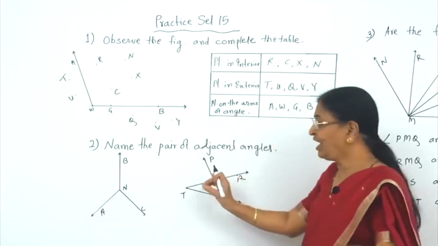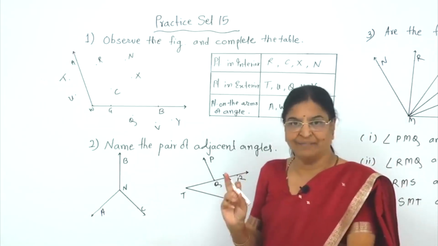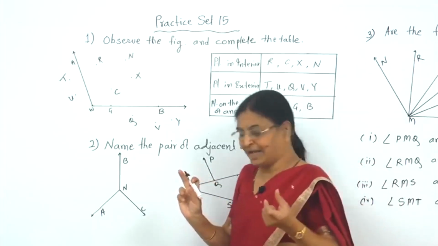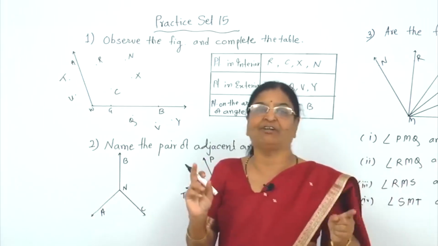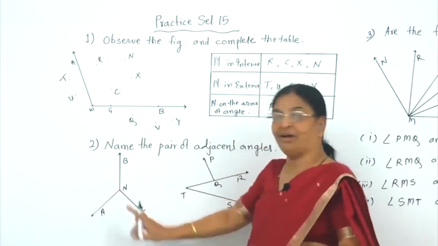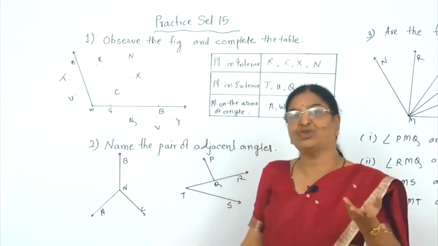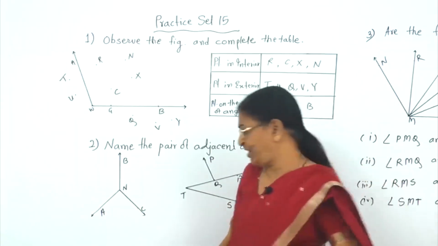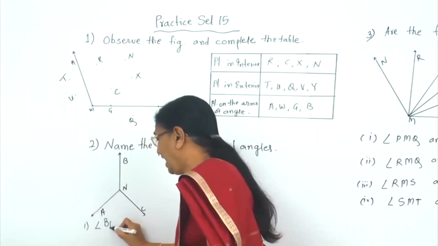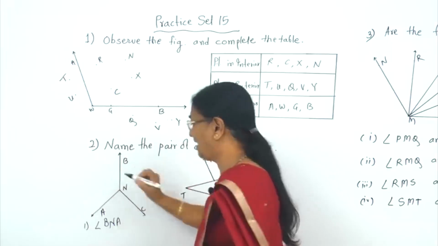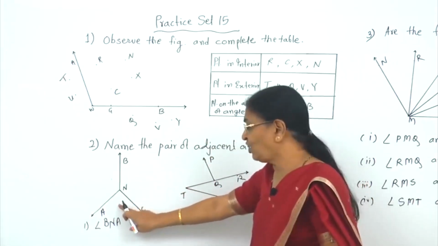Okay. So there is a second sum, that is, name the pair of adjacent angles. Now we know how adjacent angles can be fixed. That is, one arm should be common, one vertex should be common. So here is a vertex N, which is common for all three angles, and so we can make pairs of two together. One I will write as angle BNA. Suppose I have selected this angle. So I can have this also as adjacent angles, or this also.